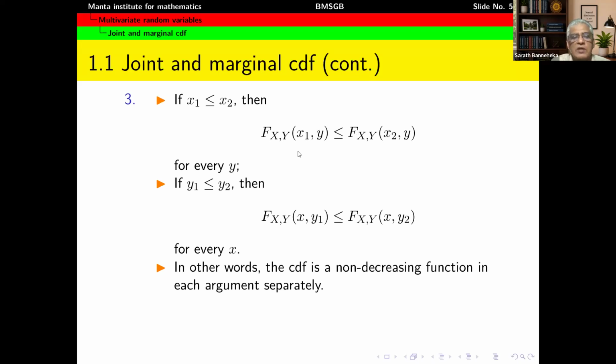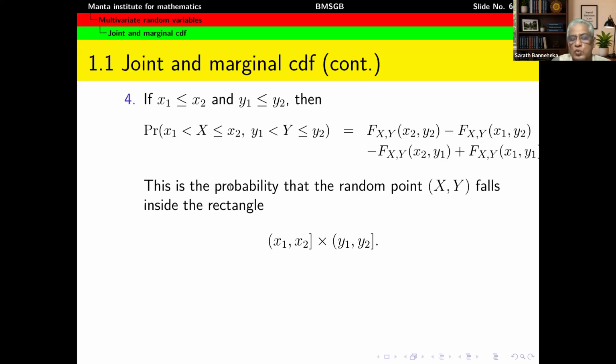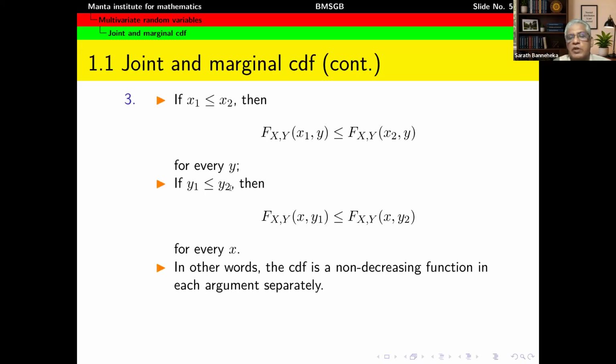So even if you keep y fixed, this non-decreasing property is there. If you keep x fixed and consider two values y1 and y2, then again, because of the non-decreasing property, the cumulative distribution function at a lower value y1 will be less than or equal to the cumulative distribution function at the upper value. So these both properties are actually because of the non-decreasing function property.